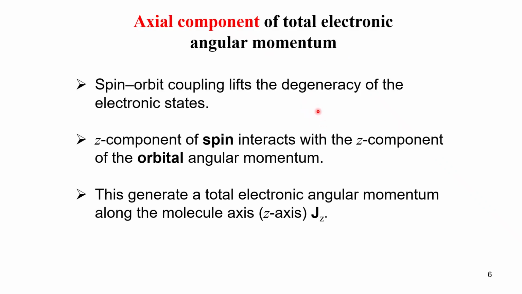Next, the axial component of the total electronic angular momentum for a molecule. In this system, the spin-orbit coupling is responsible for lifting the degeneracy of the electronic states. This occurs because the z component of the spin interacts with the z component of the angular momentum coming from the orbital. This interaction generates a total electronic angular momentum along the z-axis, or the molecule axis, which is denoted with the symbol Jz.